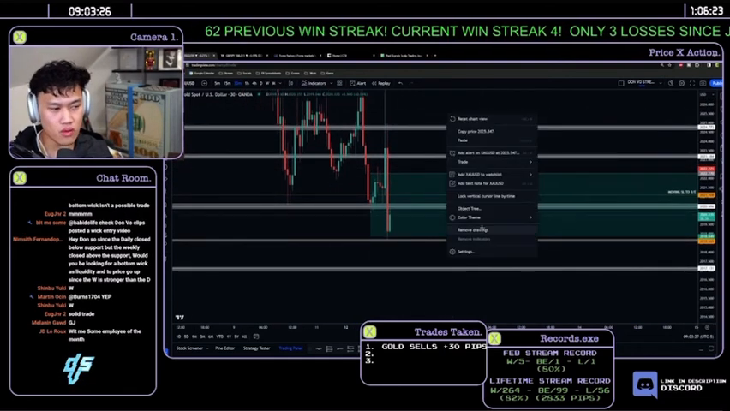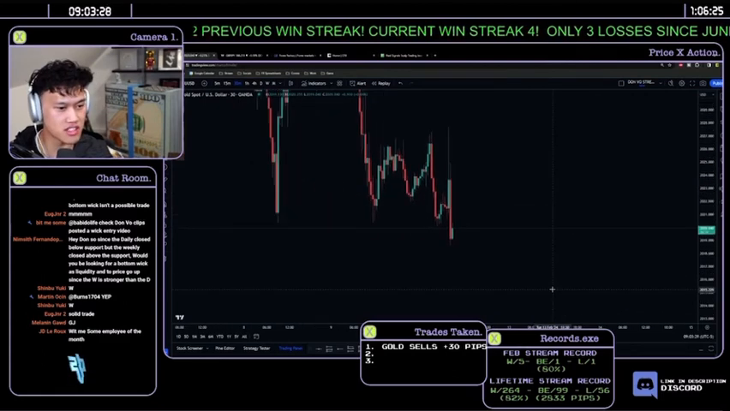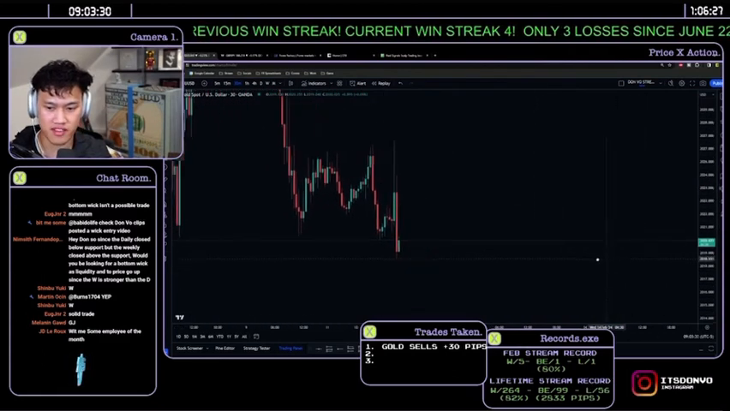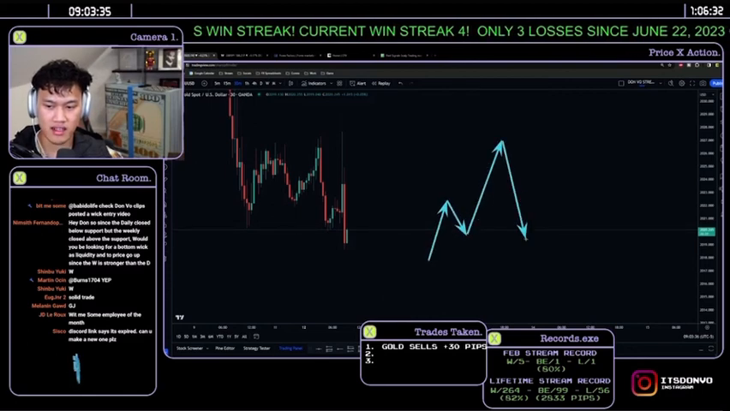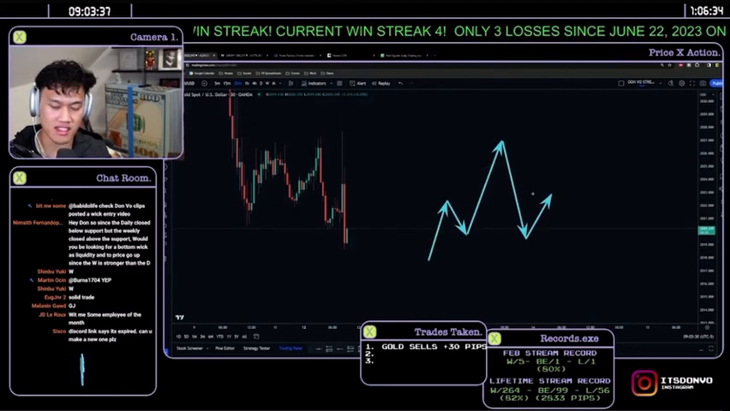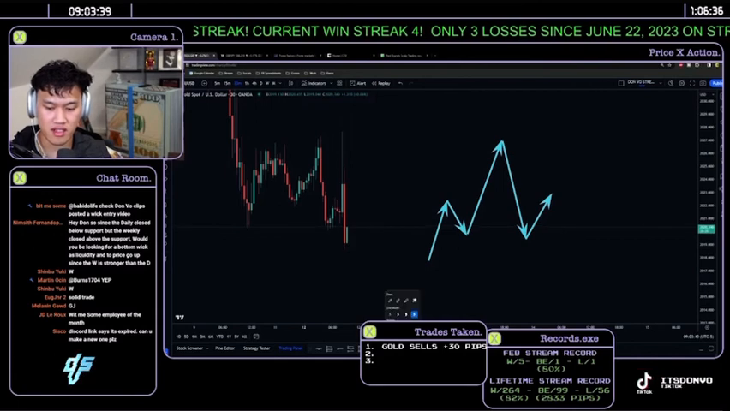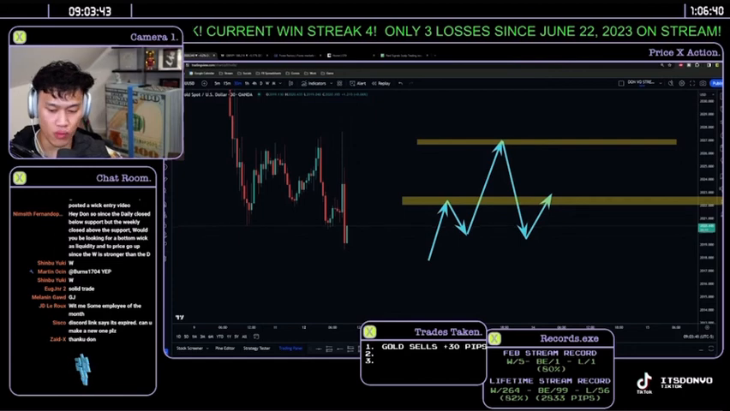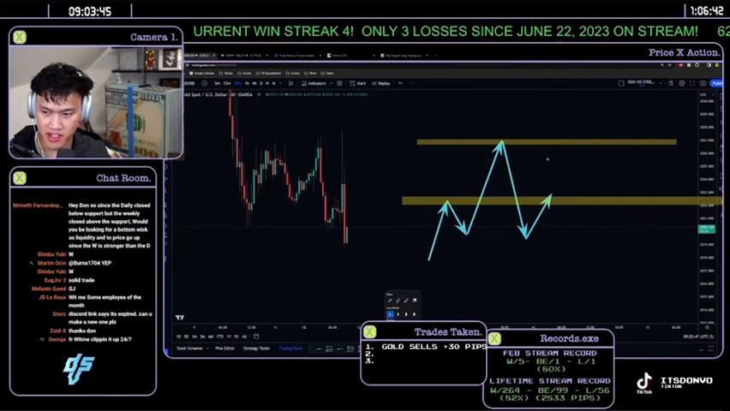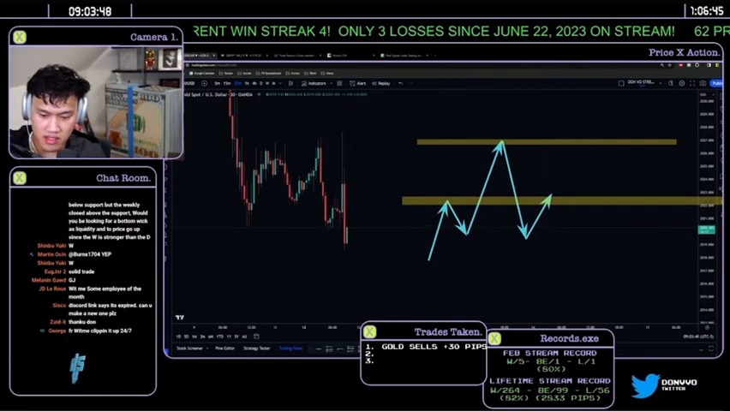Just because, what's a range 1, range 2? It's just structure. That's all that really is, right? For instance, you have a high, a low, a high, a low. Cool. You have a high here that doesn't break. Okay, what's your range now? You have a resistance here, you have a support here. That's your range 1.